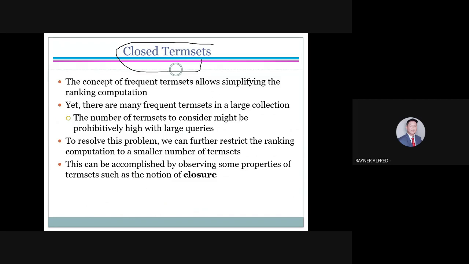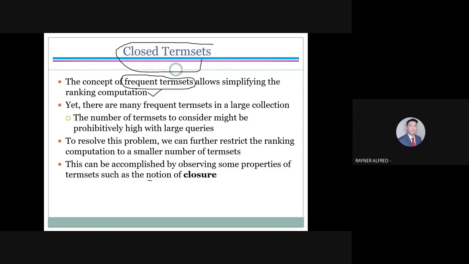The concept of frequent term set allows us to simplify the ranking computation. Just now we introduced frequent term set, right? So that means we only consider term sets which are frequent, and this allows us to reduce the number of term sets that will be considered.